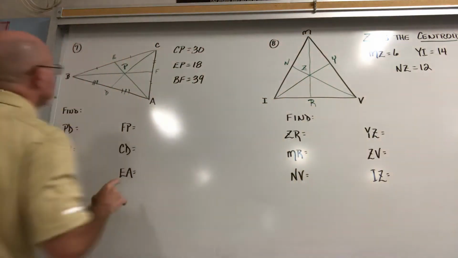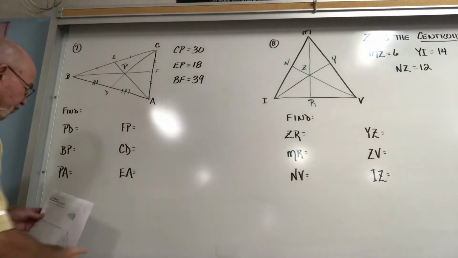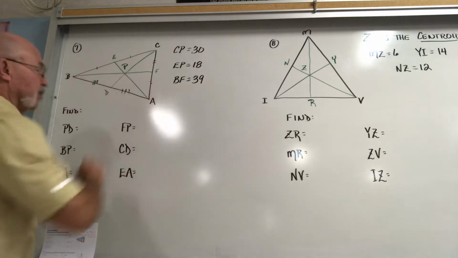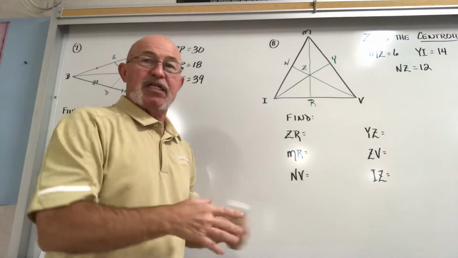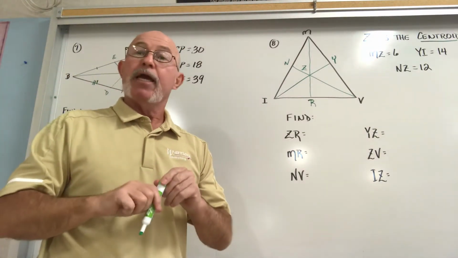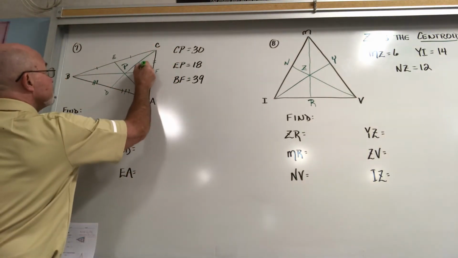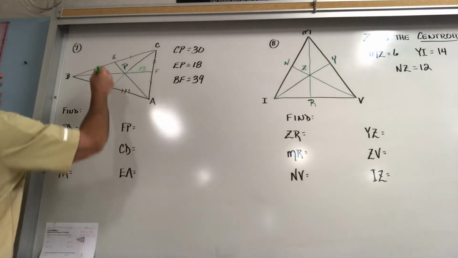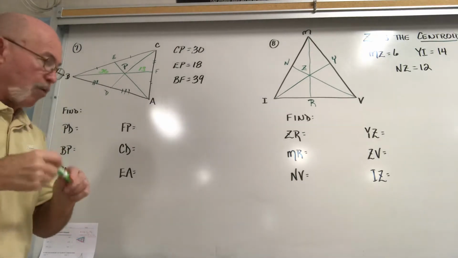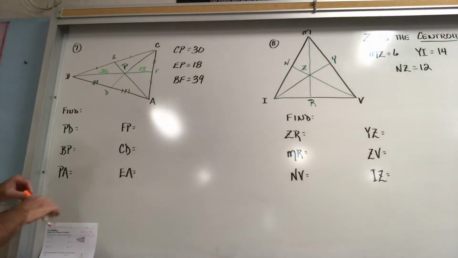Now, the cool thing about the median is each median is divided into 1/3 and 2/3. Watch. If I look at BF, I know it's 39. This is 2/3, this is 1/3. You can easily divide 39 by 3, which allows you to figure out what each length is. So, 13 and 26. I'm going to work these through before I even start answering questions, because it'll make life easier.